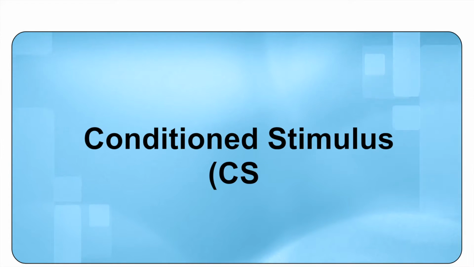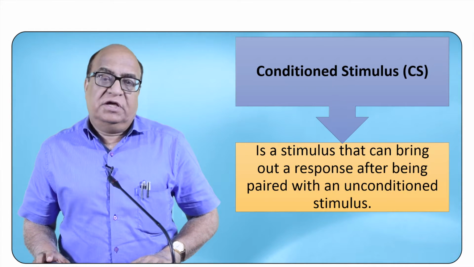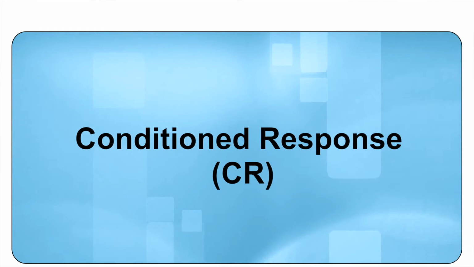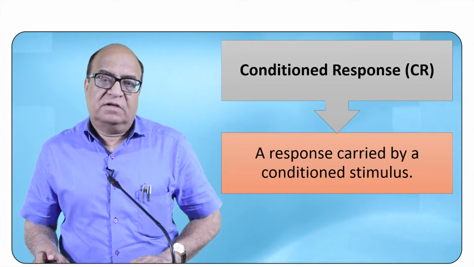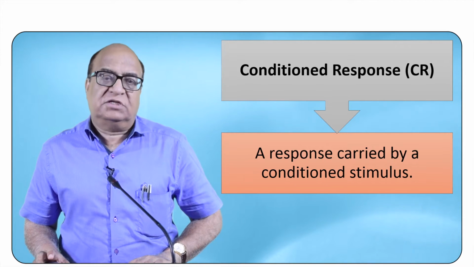Number three, conditioned stimulus, CS, is a stimulus that can bring out a response after being paired with an unconditioned stimulus. In this study, the sound of the bell will not elicit the same response until conditioning takes place. Fourth, conditioned response, CR, a response caused by a conditioned stimulus. Salivation to the conditioned stimulus, the bell, is referred to as the conditioned response. Therefore, it comes as a response to the conditioned stimulus.